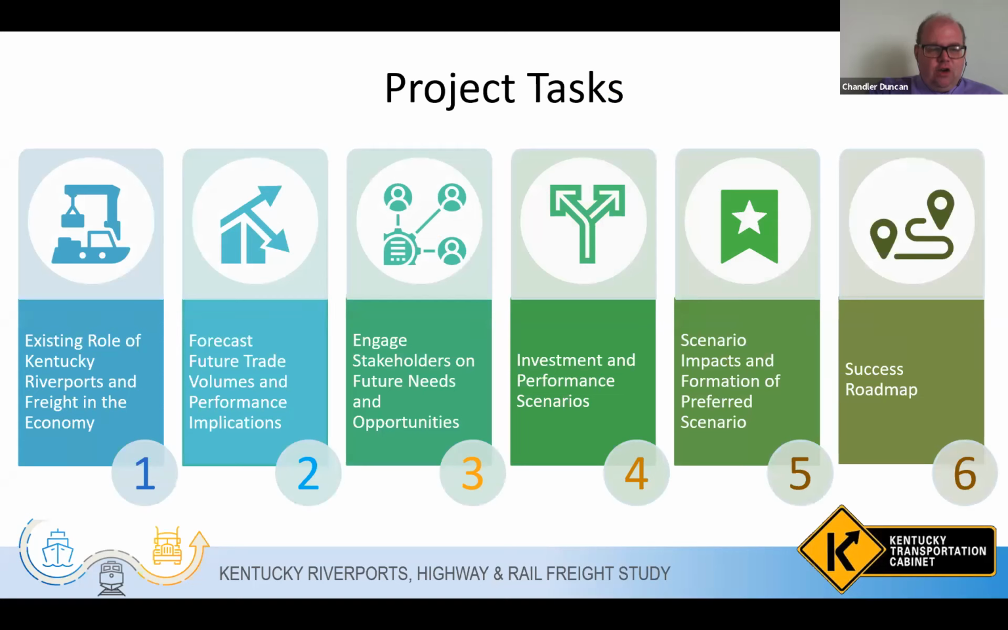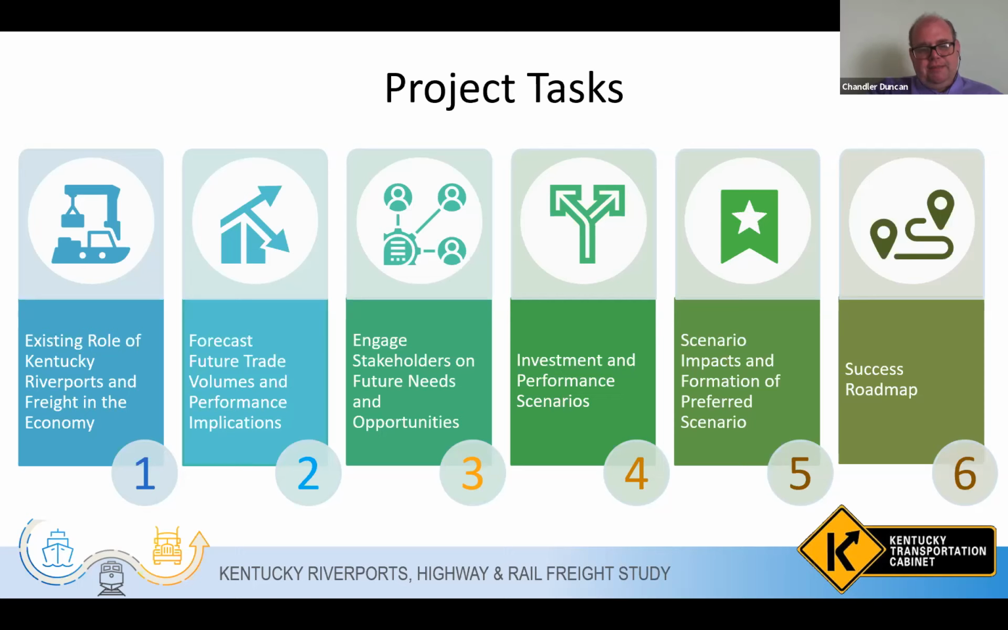So basically, if you recall, the project tasks sort of follow that general conceptual structure that we had. Again, task 1, we have already completed. Task 2, we have completed to a large degree. We've forecasted future trade volumes and performance implications by mode and by trading partner. And you'll have an opportunity to see that presented this week, as well as what that's doing to the rest of the transportation system. And here we're starting with this summit is really getting into task 3, where we're engaging all of you as stakeholders with future needs and opportunities.